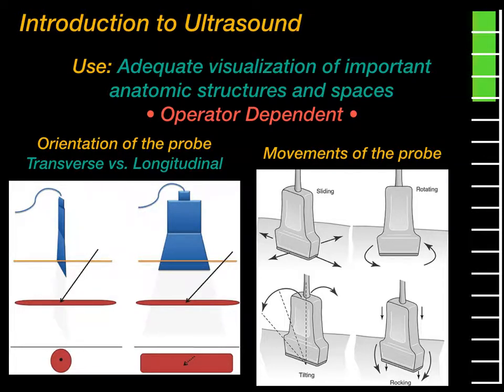In a transverse plane, for example, if you look at the bottom left side of the screen and imagine the yellow line to be skin and the red to be the aorta, in a transverse view, you can see a cross-section of the aorta, and in a longitudinal view, you can see along the aorta. There are various movements of a probe that you can use, including sliding, rotating, tilting, and rocking, and many more.